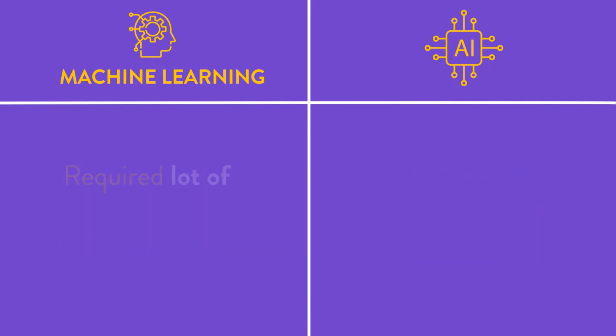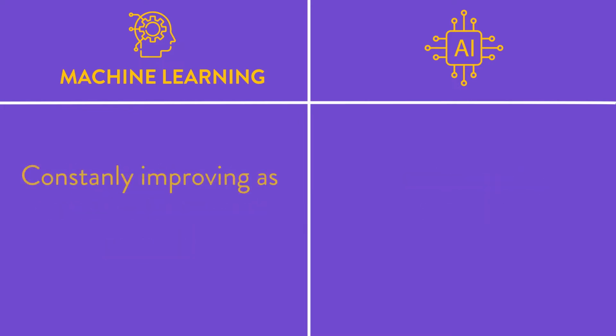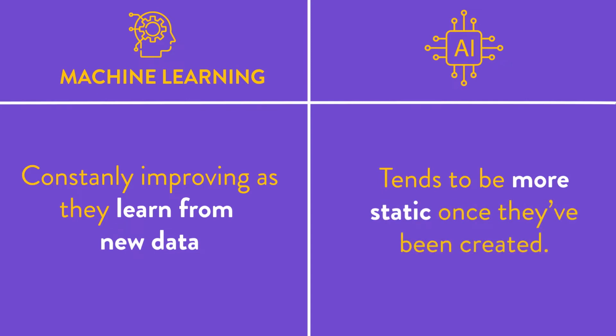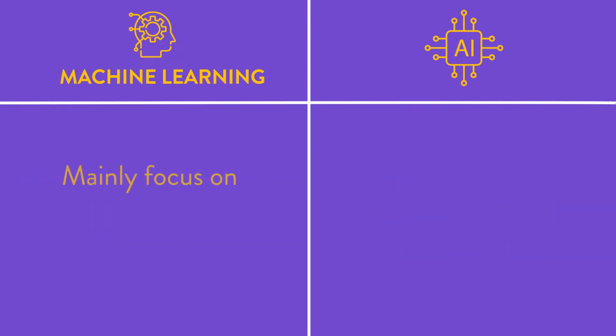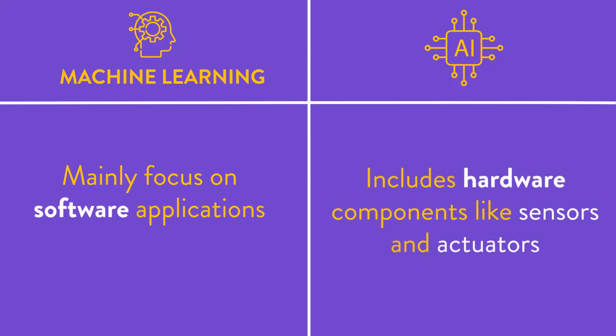Machine learning algorithms require a lot of data in order to work properly, while AI systems can often get by with less data. Machine learning models are constantly improving as they learn from new data, while AI systems tend to be more static once they've been created. Machine learning is mainly focused on software applications, while AI also includes hardware components like sensors and actuators.